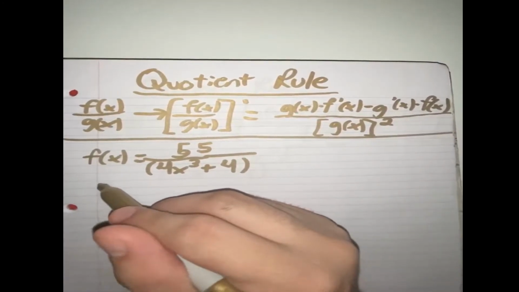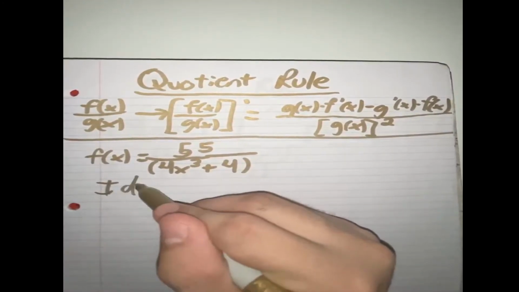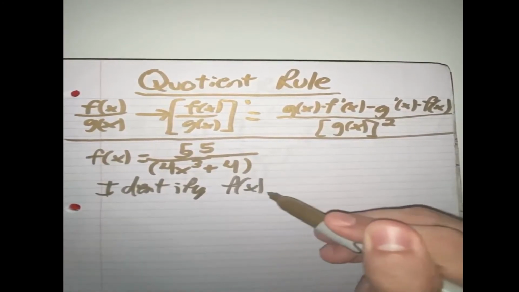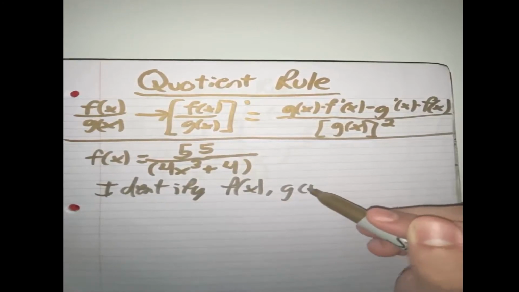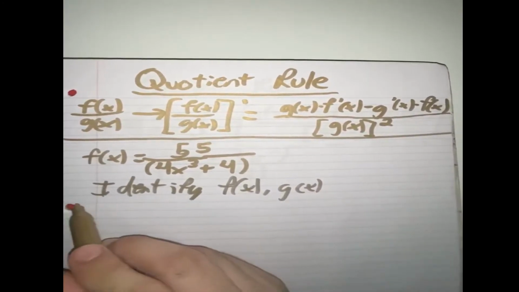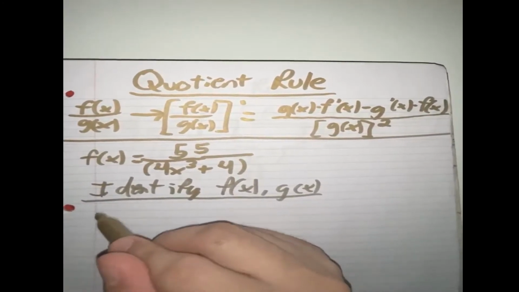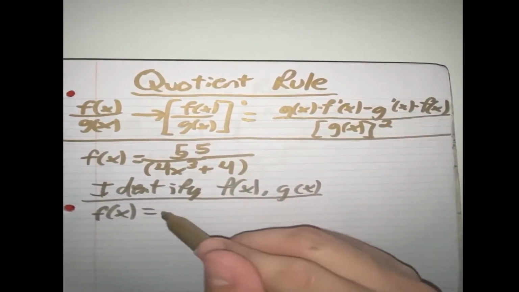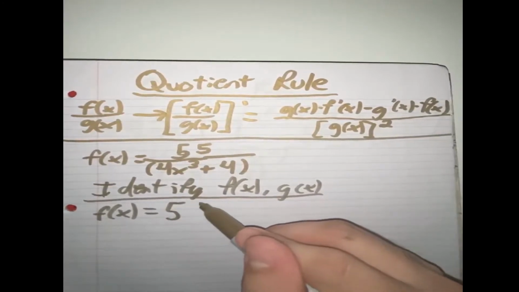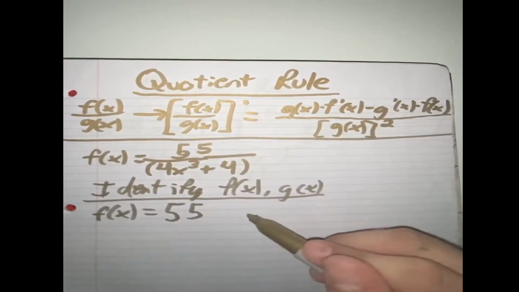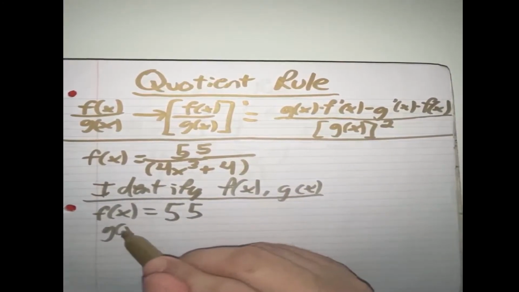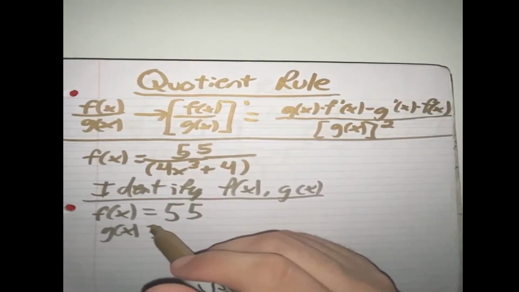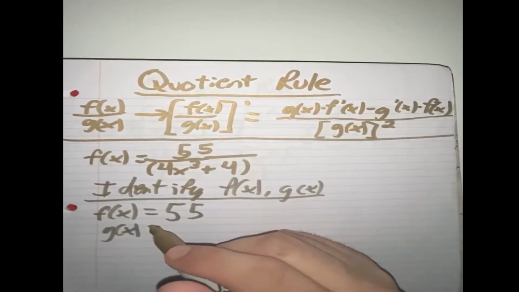So the first thing we're going to do is identify f of x and g of x. In doing so, our f of x is simply the numerator, which is equal to 55. And our g of x will simply be the denominator, so our g of x is going to be 4x cubed plus 4.